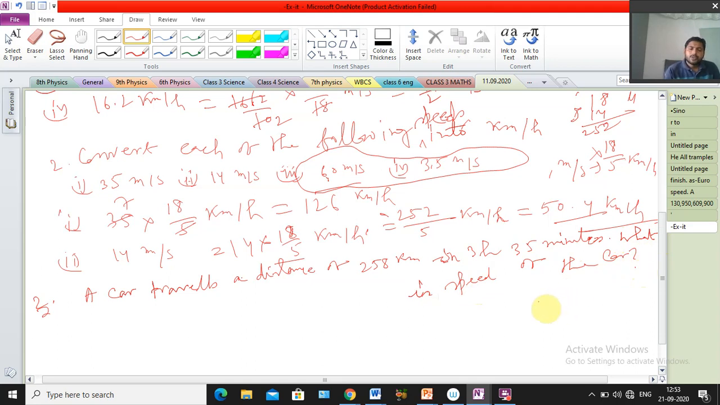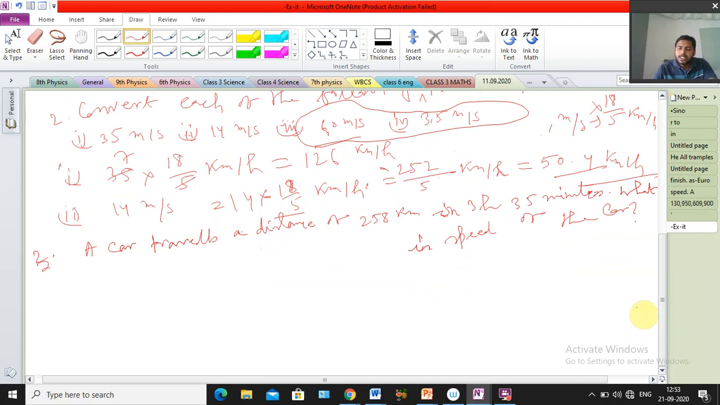Okay, so that is the question. A car travels a distance of 258 kilometer in 3 hours 35 minutes. Okay, so what is the speed of the car? Easy question, you can solve it. So whatever given data, just at first write it. At first given here distance, so I am writing here d equal to given 258 kilometer. Okay, and time 3 hours 35 minutes.